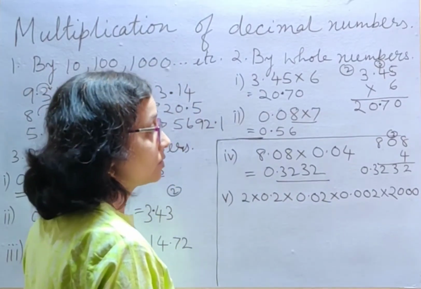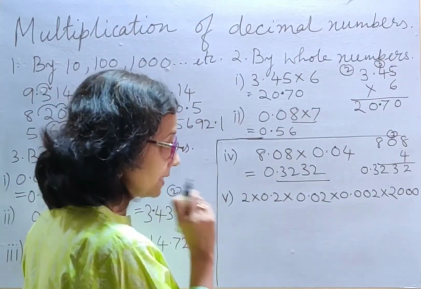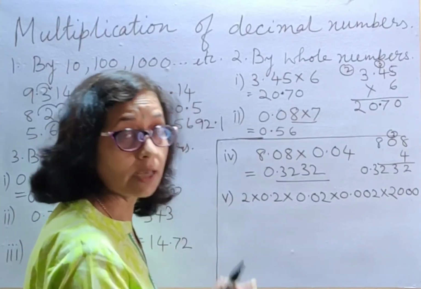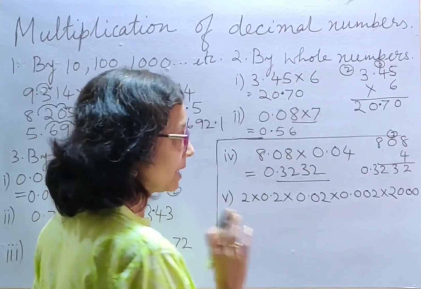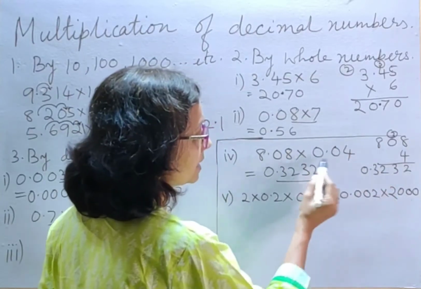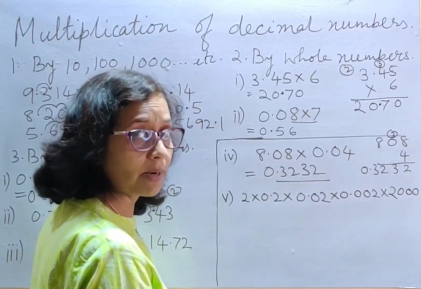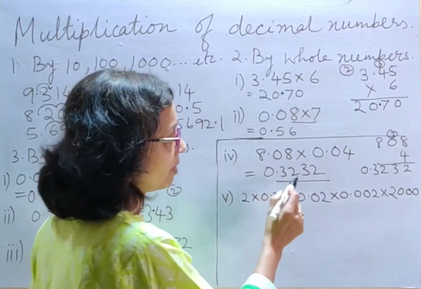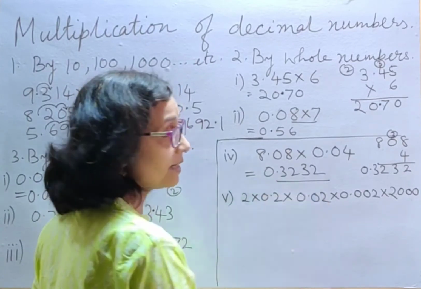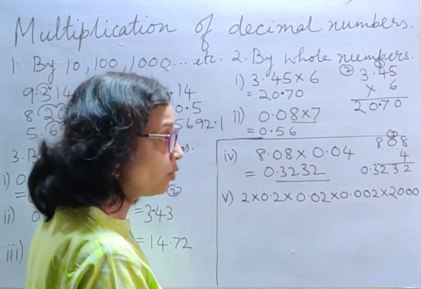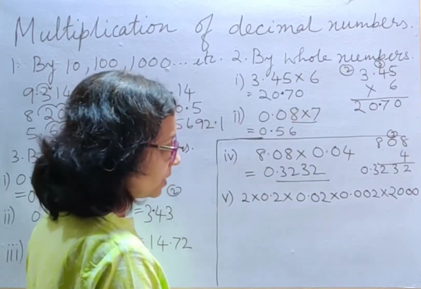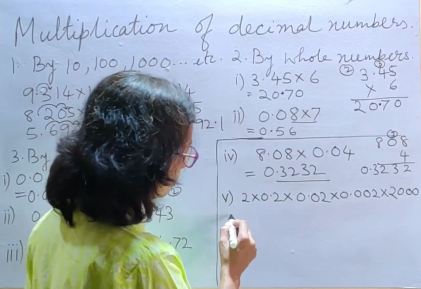So, don't get confused to place the decimal point in the right place before multiplying. First you multiply. After multiplication, count the number of decimal places in the question. Same number of decimal places you have to make in the product too. I hope it is very clear now. Now let us do the next multiplication.